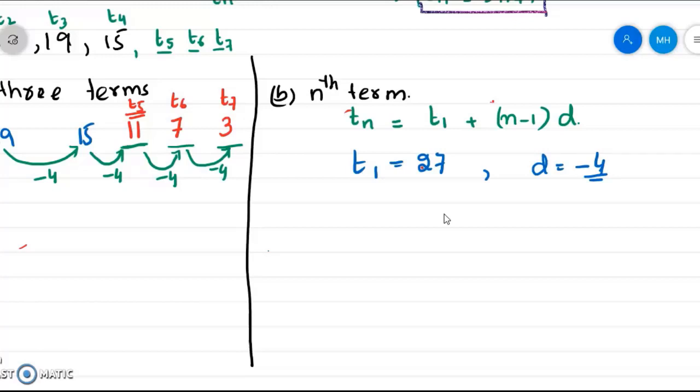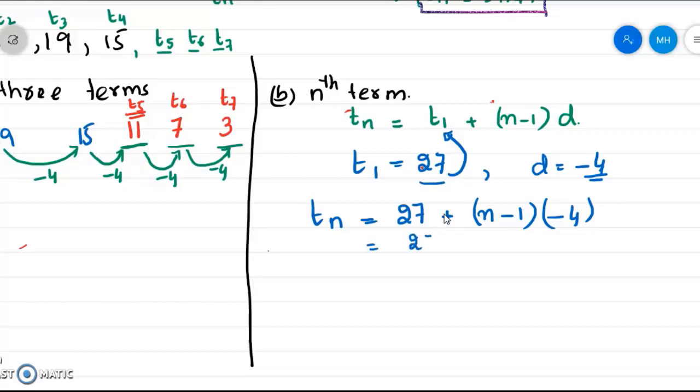Now we have to put these values in this formula, Tn and T1. You have to substitute it in the formula. So we have 27 plus n minus 1 times D. The common difference for this sequence is minus 4. Now you have to simplify it by yourself. Pause the video and do it by yourself.